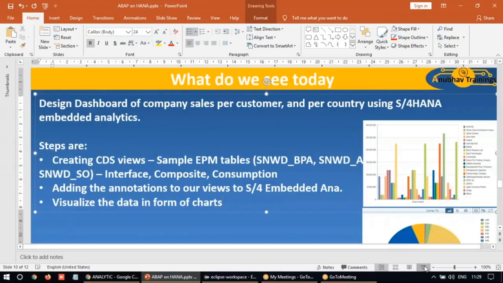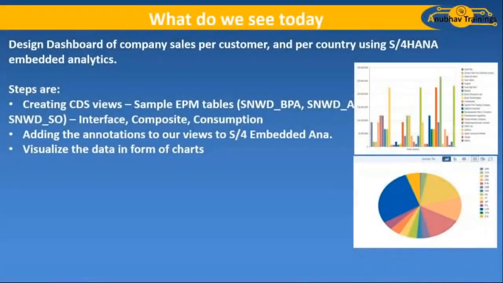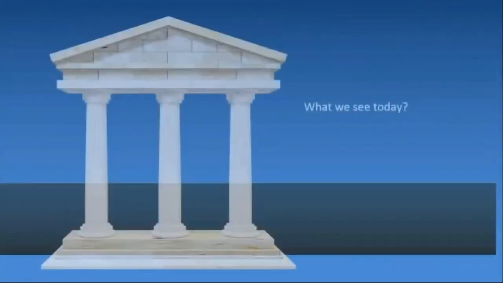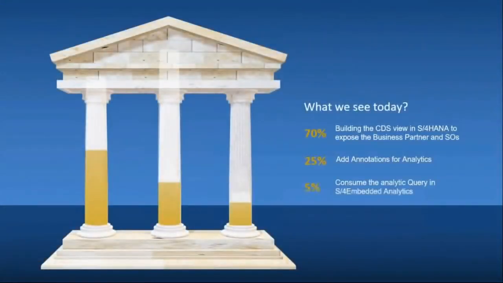Let's also look at the weightage of each of these steps. As you can see, 70% of our effort will be spent on building the CDS views in the S4 for the business partner and sales orders. Then 25% of the effort will go into building the annotations for the analytics. And the last 5% will be to consume the data, show the result to the end user, and expose it as a tile on the homepage of the Fiori Launchpad. These are the three things.